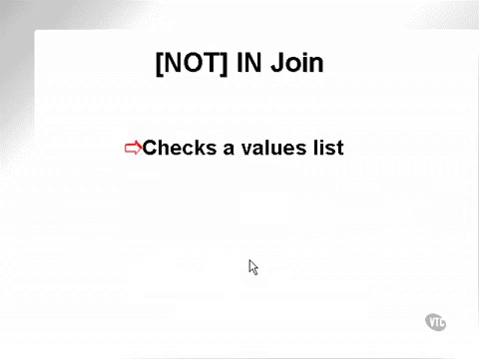Using IN joins. IN checks a values list. It's best not used with subqueries. It's most efficient with a string of literal values. In other words, you would check something and say, is it in a set 1, 2, 3, 4, 5, rather than doing a select statement from a table.